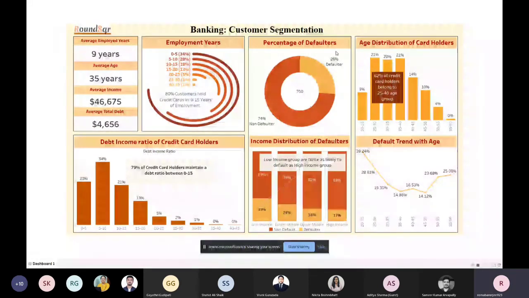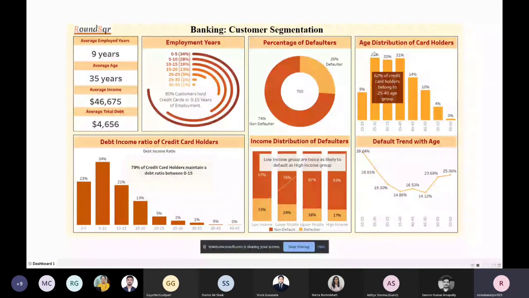Right to it is the percentage of defaulters. Out of the 700 customers, we are keen to know what percentage of people have a history of defaulting. So it's 26% which has defaulted and 74% has not defaulted. This chart can also be used as a filter, which I'll show you a little later.